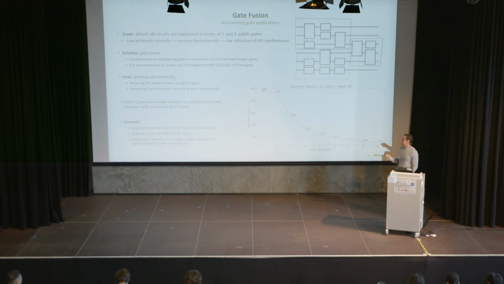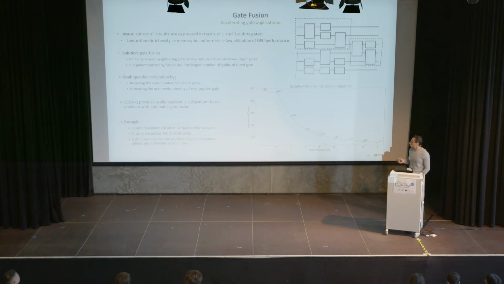The solution to this is gate fusion, where we combine neighboring gates on neighboring qubits into larger gates. And the maximum size of a fused gate is a parameter of this technique. Using gate fusion, we'll be able to speed up the calculation by reducing the overall number of calls to gate application kernels, and at the same time, increasing the arithmetic intensity of each gate application. This technique is implemented in CUDA-Q. It's in the Nvidia backend, which is a cuQuantum-based state vector simulator.